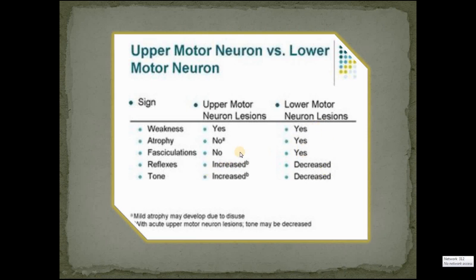The reflexes in the upper motor neuron are increased, and in the lower motor neuron they are decreased or diminished. And the tone is also increased in the upper motor neuron, and in the lower motor neuron the tone is decreased.